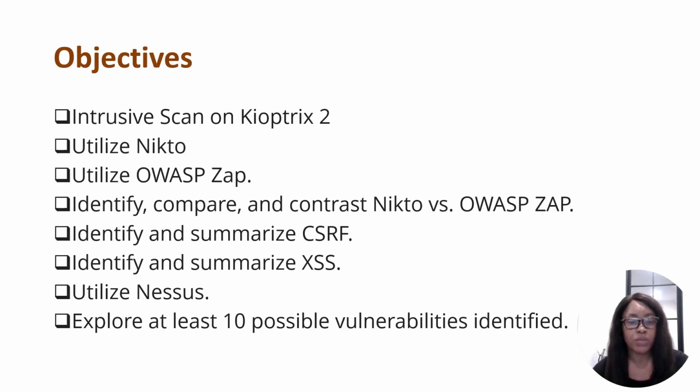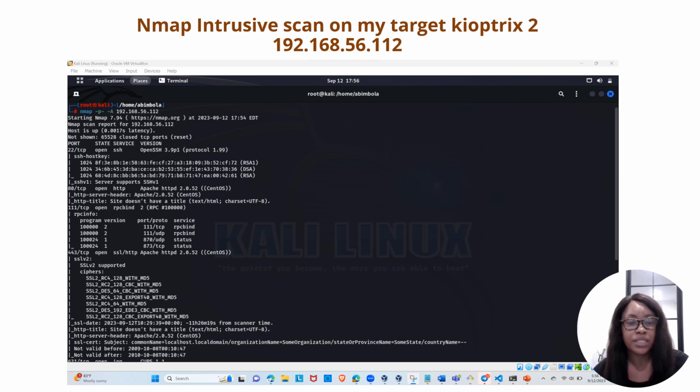Here are my objectives for my lab, which I'll be doing: an intrusive scan on my QGIS 2. I'll be utilizing Nikto, OWASP, and Nessus. I will be exploring at least 10 possible vulnerabilities identified on the system.